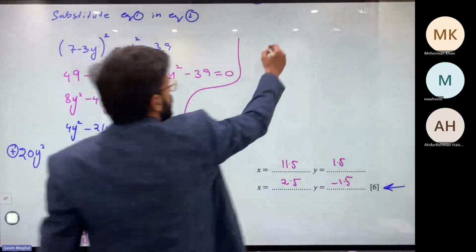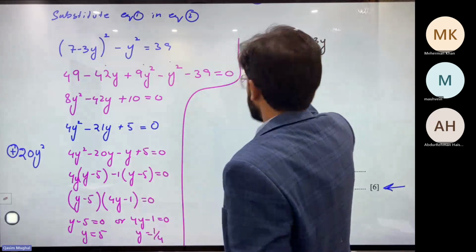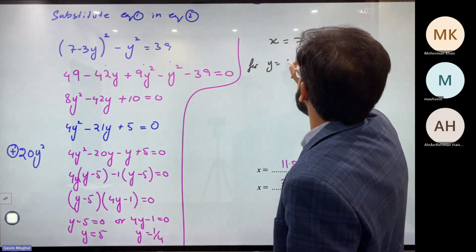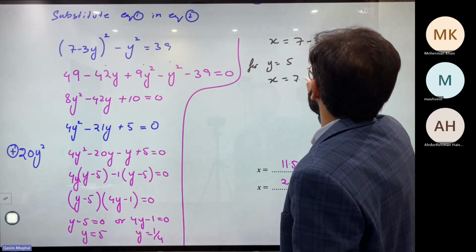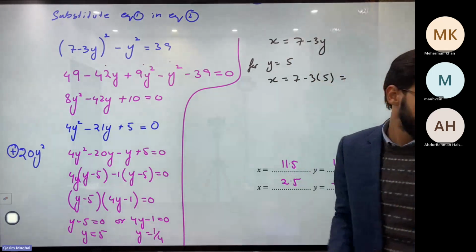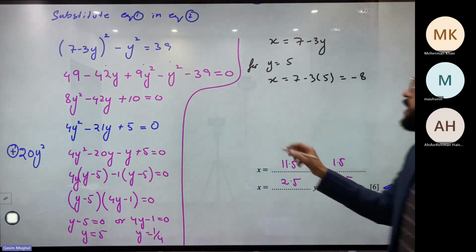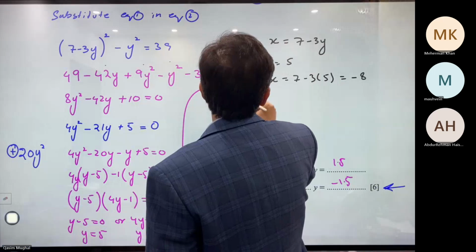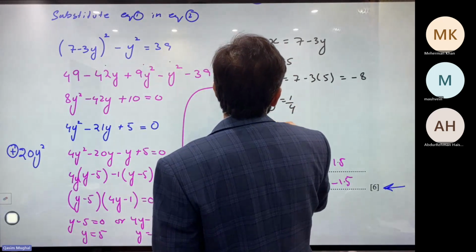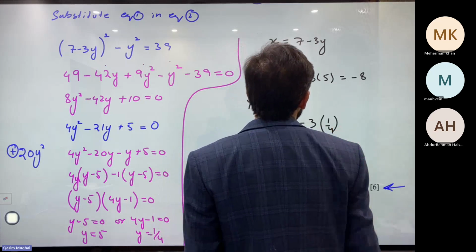लिख लेते हैं यहाँ पे. X equals 7 minus 3y. Put y equals to 5. So for y is equals to 5, x equals to 7 minus 3 into 5. 3 5 is 15. So 7 minus 15 is -8. Okay. And for y equals 1 by 4, x equals 7 minus 3 into 1 by 4.